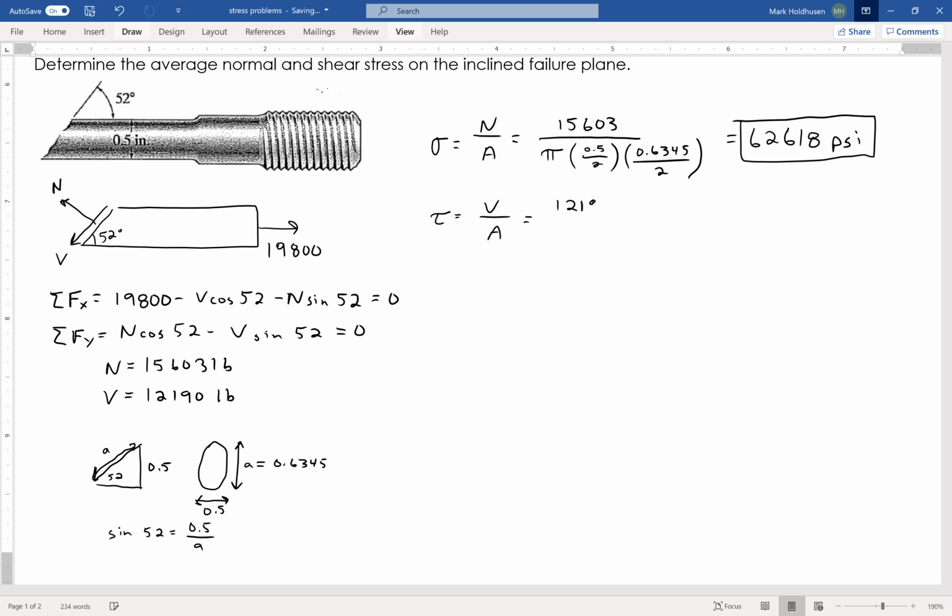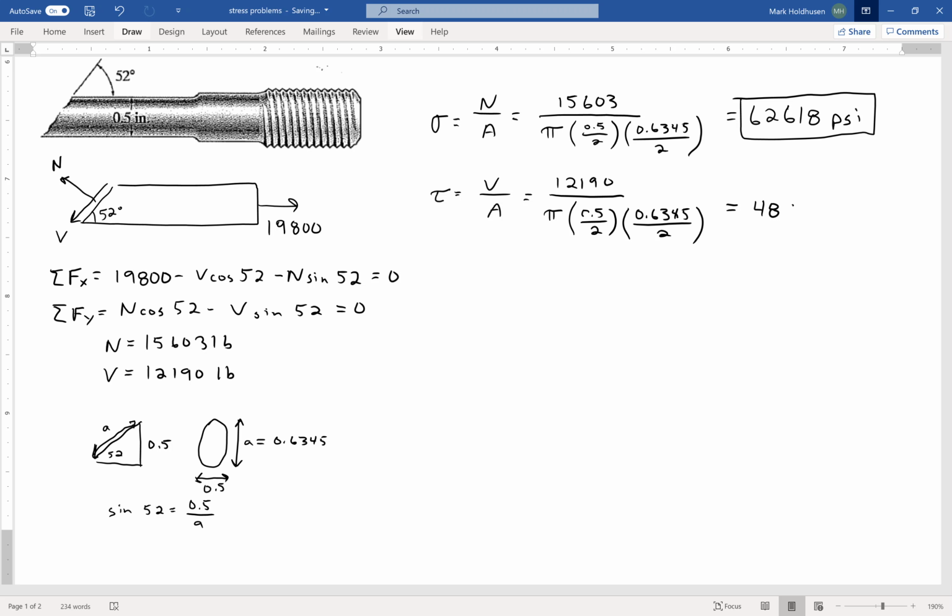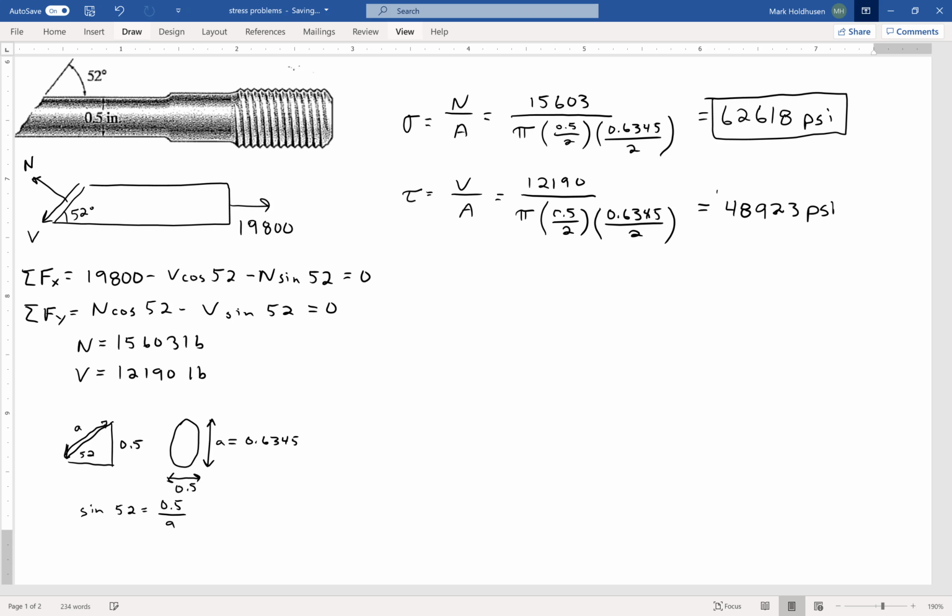So for this one, I have the 12,190 divided by, again, pi, the same thing. Could have gone through and calculated it and just written that down, but I didn't, so I'll just do it again. It's the same area, just a shear force instead of the normal force. And then that becomes 48,923 PSI. And again, you could always do 48.9 KSI.